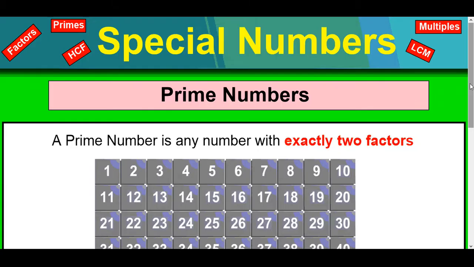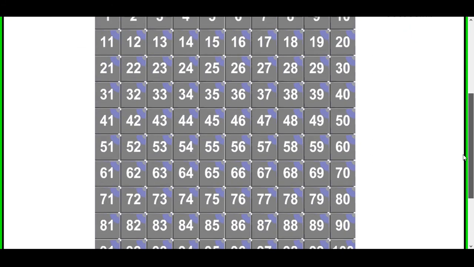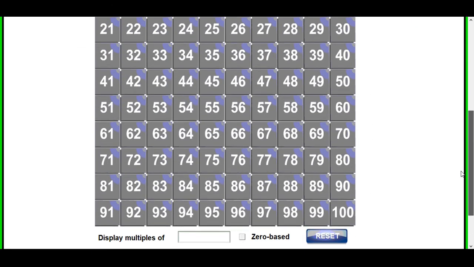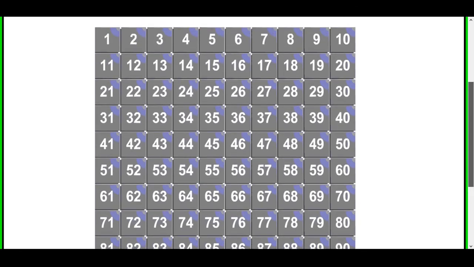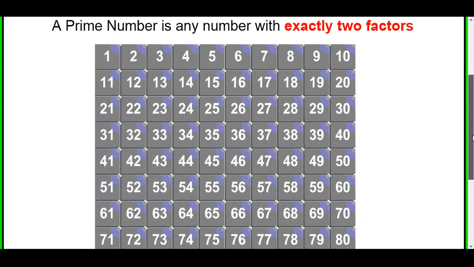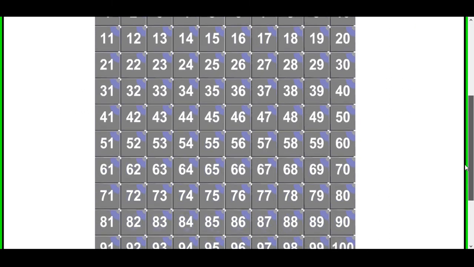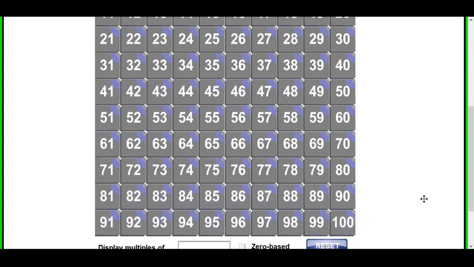Now, I'm going to quickly look at this idea up to 100. This is a thing called Eratosthenes' sieve. This is how he worked out all the prime numbers up to 100. He sieved out the ones that were not prime numbers, the ones that divided by other things apart from themselves and 1. And this is how he did it.